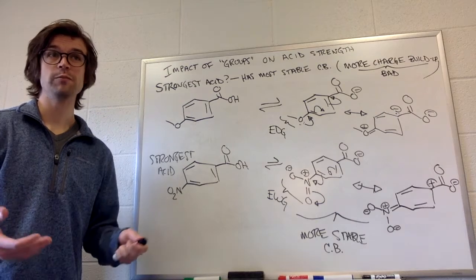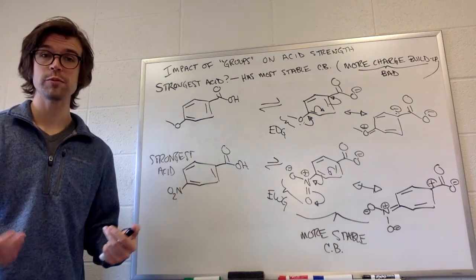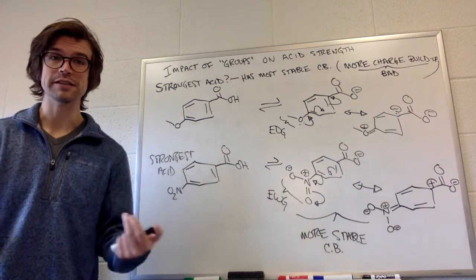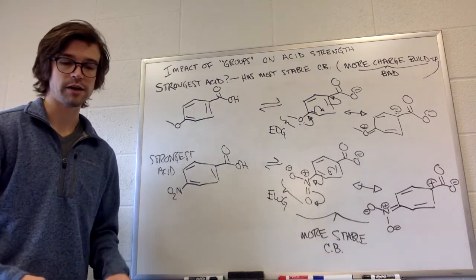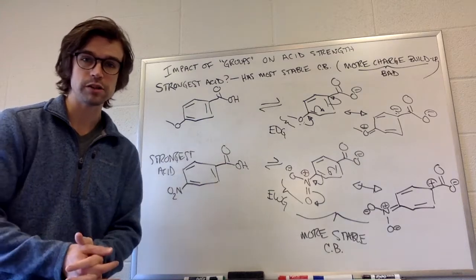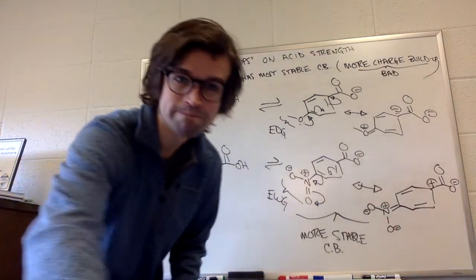But essentially, having an electron withdrawing group near a carboxylic acid makes it a stronger acid because it stabilizes the conjugate base. Yeah, that should make sense. Let me know.